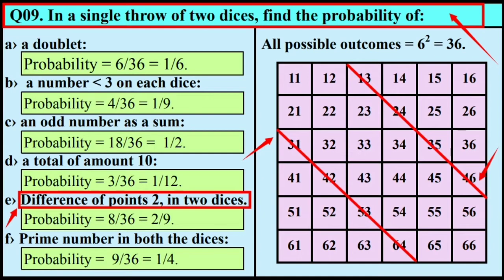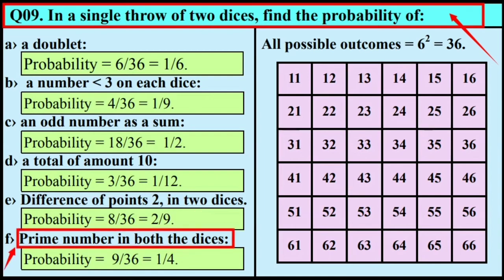Hence the number of favorable outcomes is 8. Therefore, probability is 8 by 36. The value in simplified form is 2 by 9. Number F. Find the probability of getting prime number in both the dices.